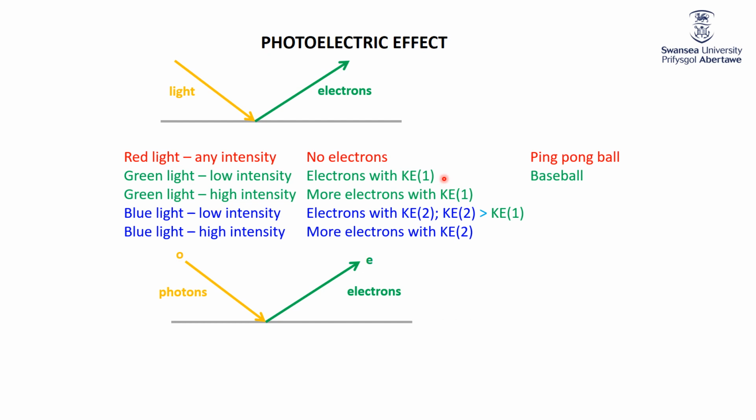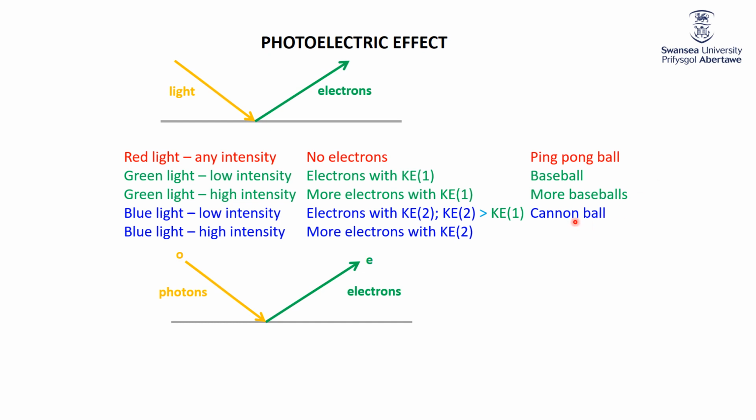If you have more pool balls and you start throwing more baseballs at them, you're going to get more pool balls moving, but they're going to have that same amount of kinetic energy. So the ping pong ball: not enough energy to release the electrons. The baseball: enough energy to release the electrons and give them kinetic energy. Now let's throw something with even more energy than a baseball. Let's throw a cannonball at our pool ball.